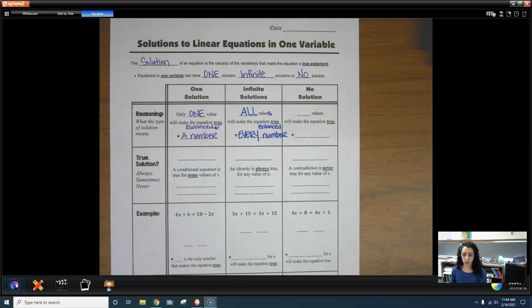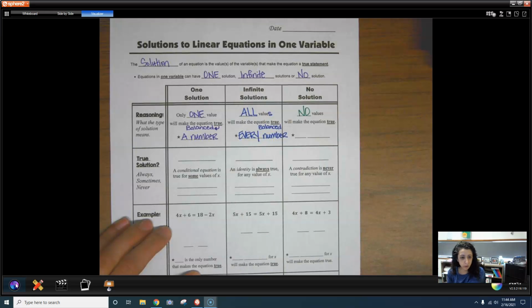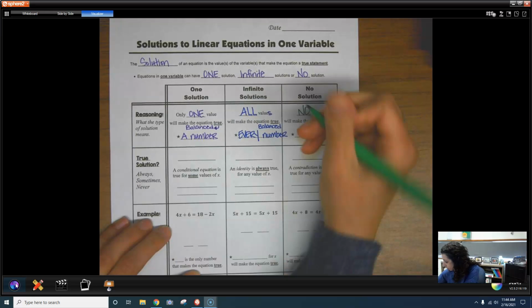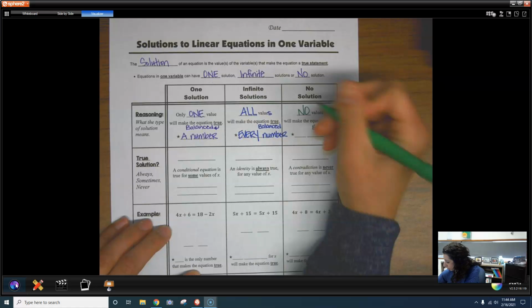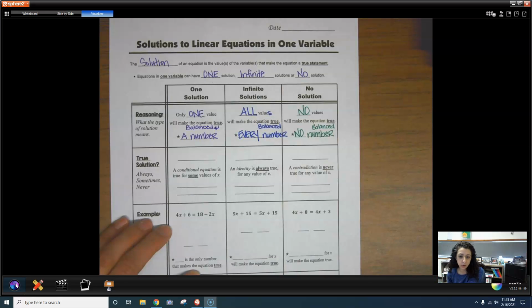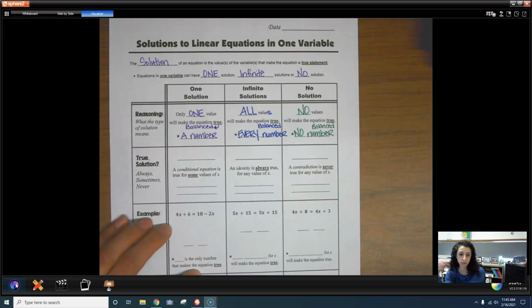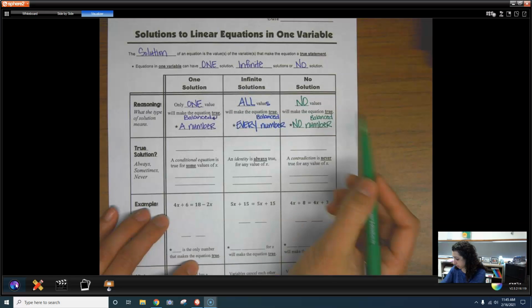The last type is no solution, and no solution is that there is no value or no number that will make the equation true, and again, true means balance. So there's nothing that we could do to balance that equation. So this one is no number. So we could say that almost like infinite solution and no solution are opposites, in the sense that infinite solution is every number and no solution is no number. But we're going to talk about the conditions in which we have one solution, infinite solution, and no solution.